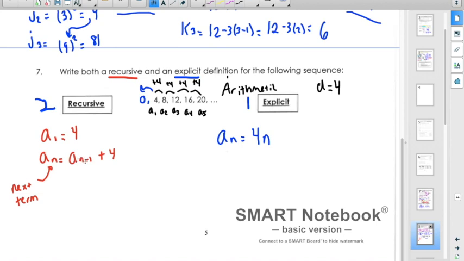Right? If I was to look at a sub 2, let me just show you an example here using the recursive that we just made. I have a sub 1 equals 4. If I want to find a sub 2, I'm taking the previous term, which before the first term was 0, and I'm adding 4. Okay? So that's how that works. Okay, guys. Let's go on to the back page.